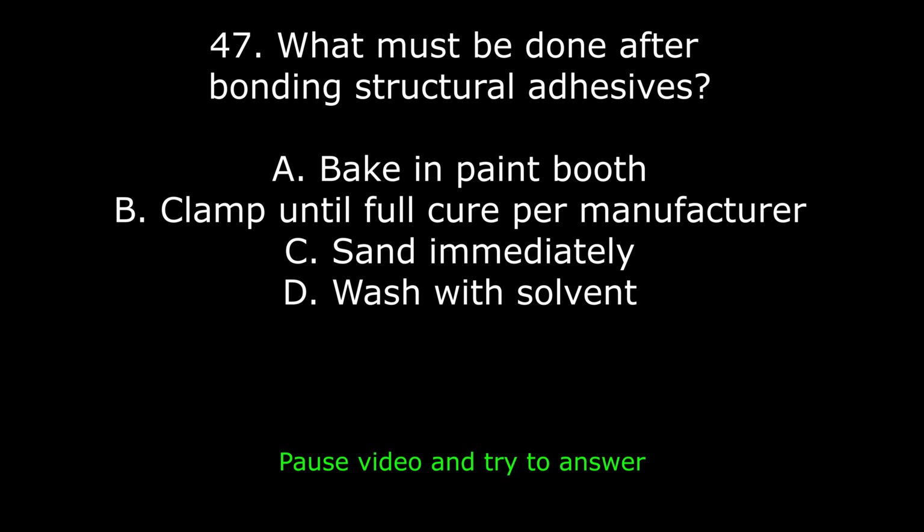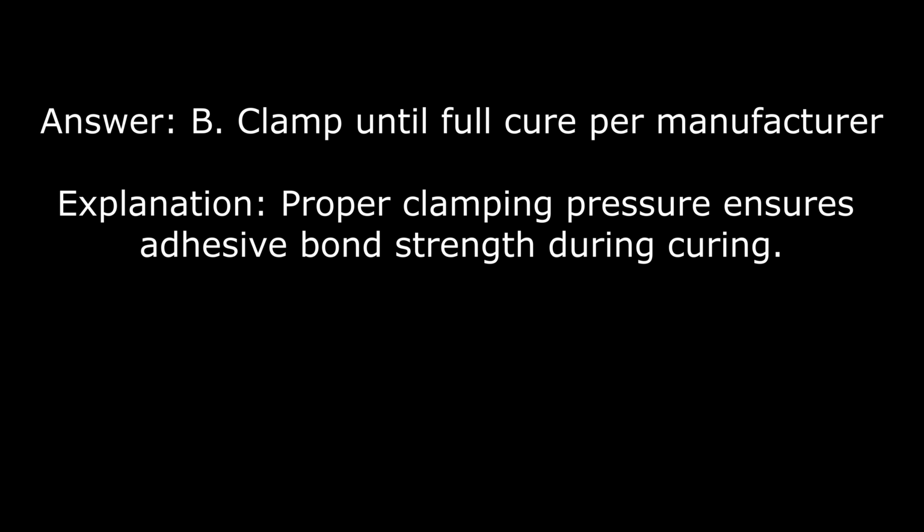47. What must be done after bonding structural adhesives? A. Bake in paint booth. B. Clamp until full cure per manufacturer. C. Sand immediately. D. Wash with solvent. Answer. B. Clamp until full cure per manufacturer. Explanation. Proper clamping pressure ensures adhesive bond strength during curing.